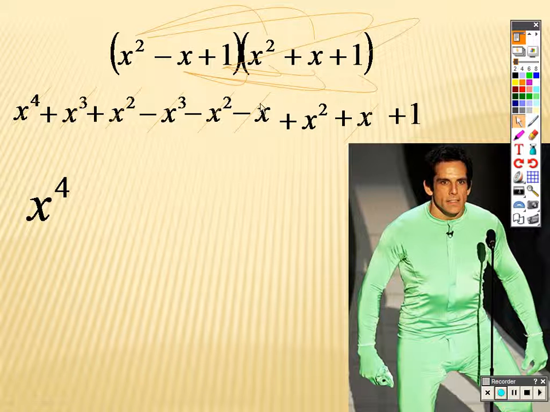This is an x and a negative x, they cancel out, so really all I have left is an x squared and a positive 1. And there is your answer.